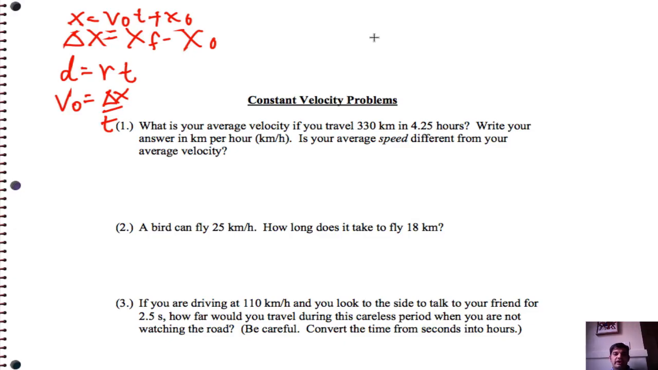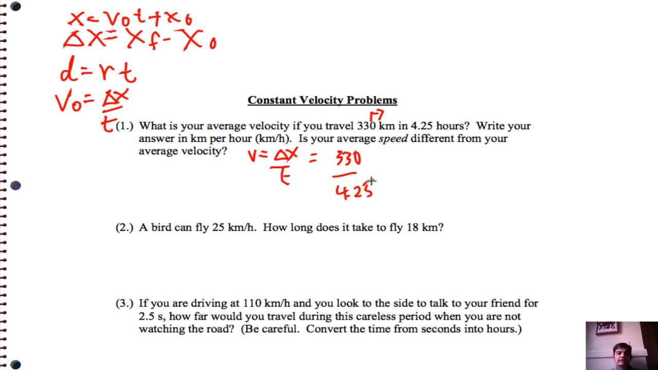So continuing with our constant velocity problems, we're just going to go ahead and solve this whole thing. We have a problem where we got our displacement of 330 kilometers in 4.25 hours. So let's get that velocity. The velocity is going to be delta x over time, which is going to be 330 kilometers over 4.25 hours.